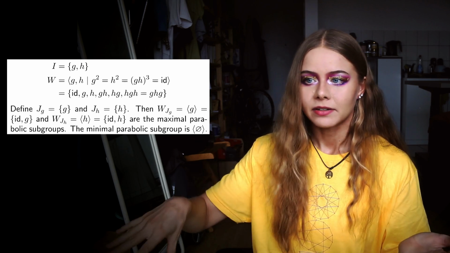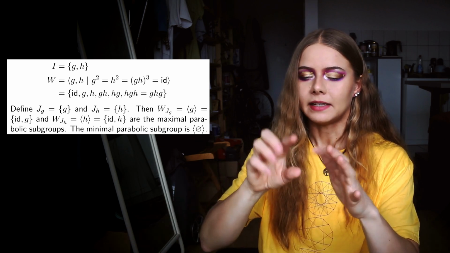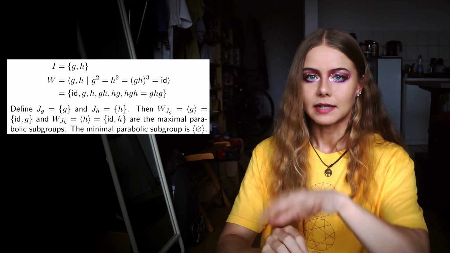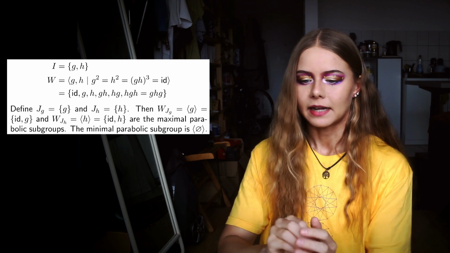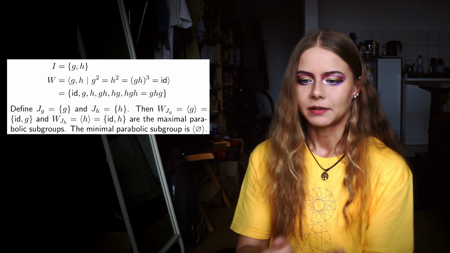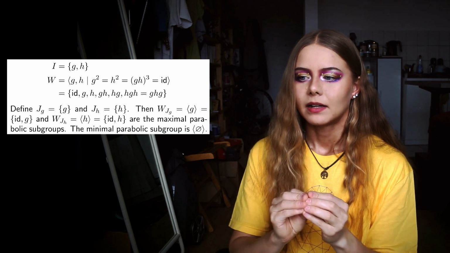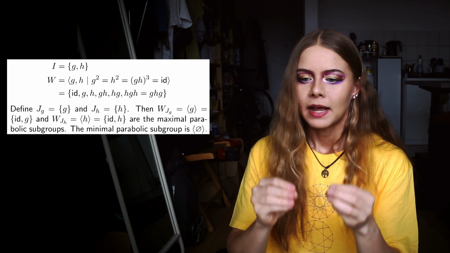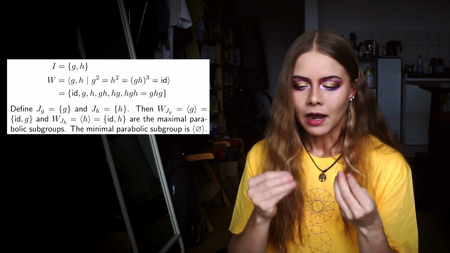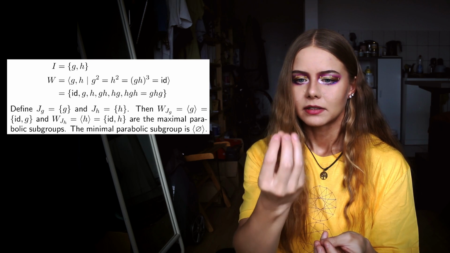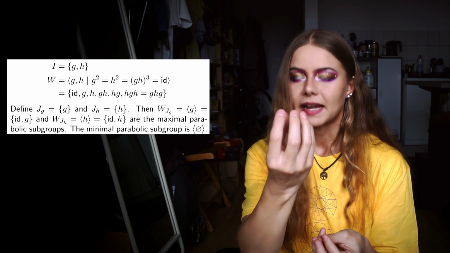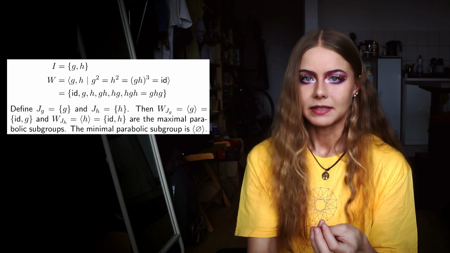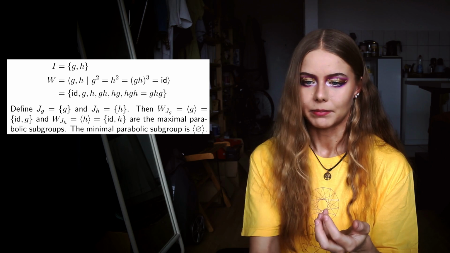Same with H. And if we look at the empty set as a subset of our index set and look at the group generated by this, this would yield a minimal parabolic subgroup. The minimal parabolic subgroup is always the one where you take as a proper subset the empty set. This is always the minimal parabolic subgroup.